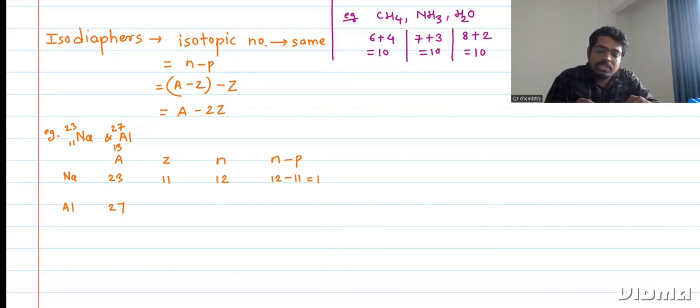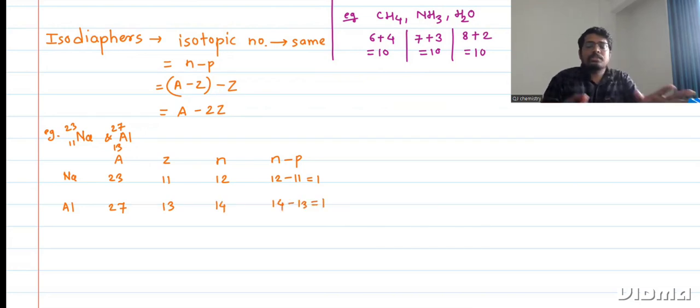Similarly, calculate for aluminium. Atomic mass number is 27, atomic number is 13. So number of neutrons is 27 minus 13, which is 14. Now take the difference, 14 minus 13, which is equal to 1. So here the isotopic number value is the same for sodium and aluminium. So sodium and aluminium are a pair of isodiaphers.